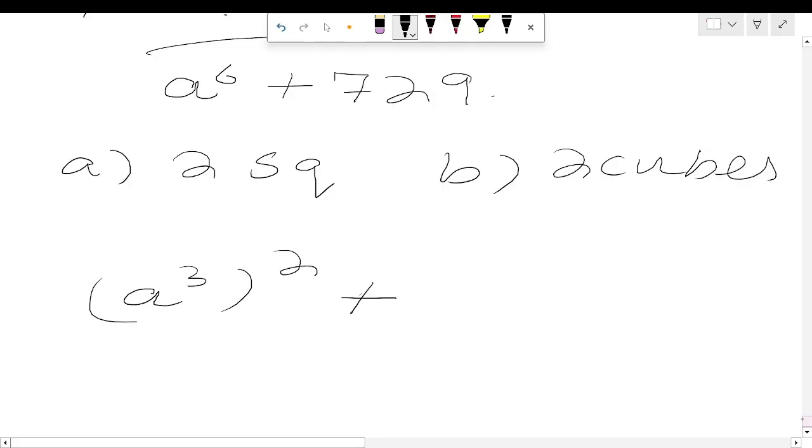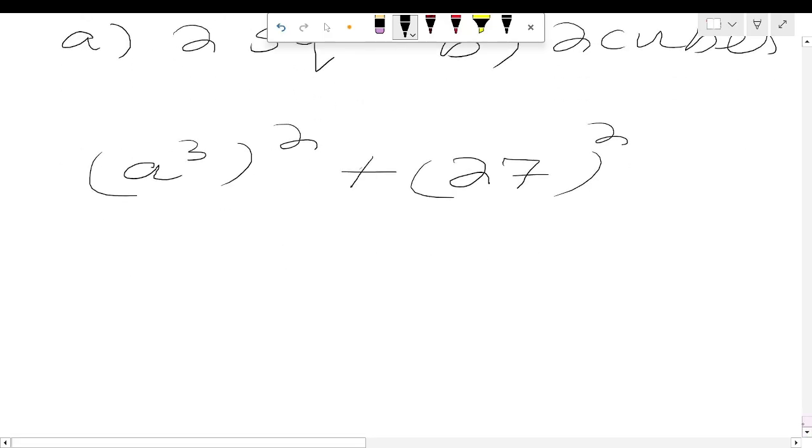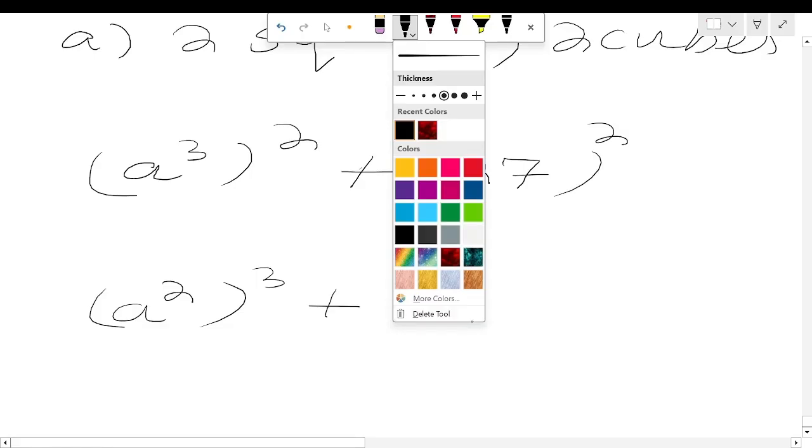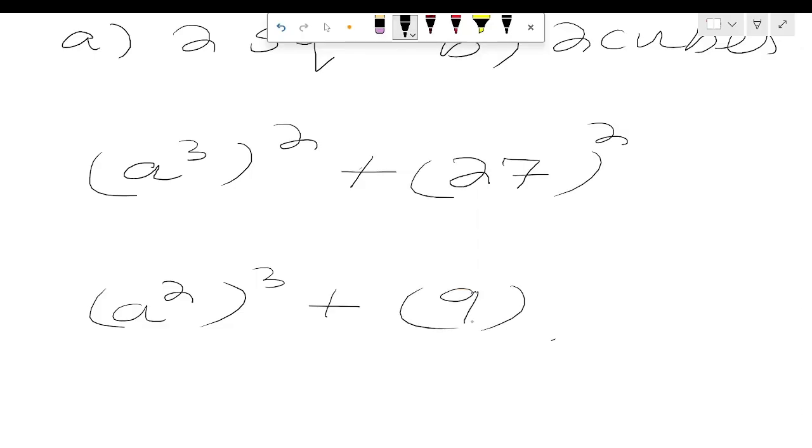Now what is the square root of 729? It is 27. So I can write 27 whole square. It is the same as 729. So this is the sum of two squares. But now what if I want to convert it to two cubes? Then instead of a power 3 whole power 2, you will write a power 2 whole power 3, and it will be added with 9. Yes, so you will write 9 whole cube. So this is our answer for part B.